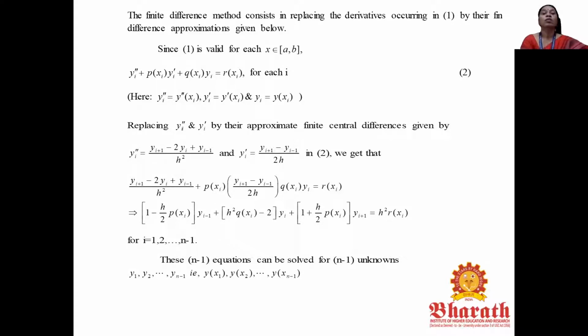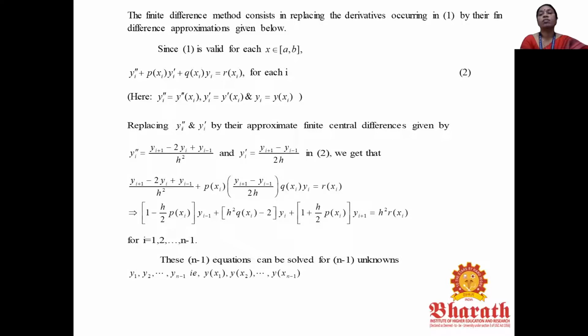Now we are rearranging the terms with the equal coordinates and getting the coefficients. If you take yi minus 1 as common, you get 1 minus h by 2 into p of xi into yi minus 1. Next, we are collecting the terms with yi, that is h square into q of xi minus 2 into yi.